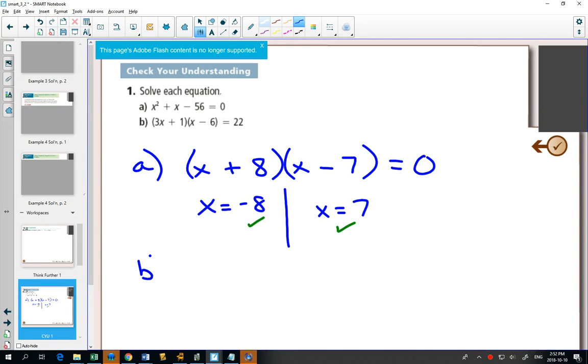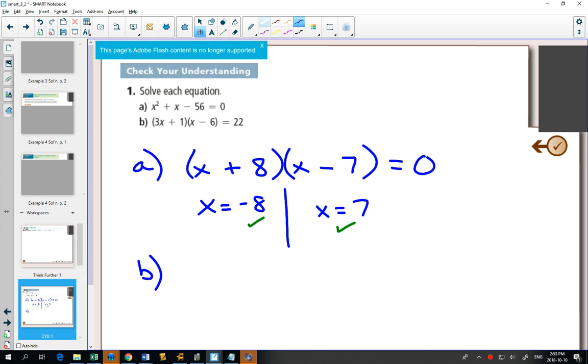Part B. Can you see that the left side is already factored? Well, what's the right side equal to? 22. Is there only one way to get 22? No. 2 times 11, 1 times 22, 22 573rds times 573. You know, there's lots of ways to get 22, especially if you're allowed to use decimals and fractions. So this, right now, doesn't help us.